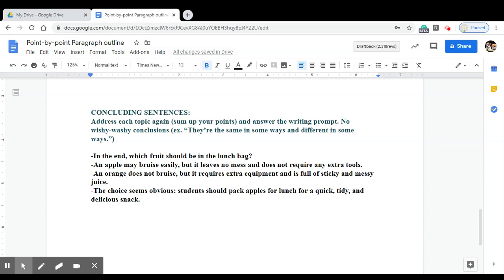What I'd like you to do now, please, is go into your desert island outline and do your concluding sentences. Then I would like you to submit the outline in Google Classroom so I can have a look at it and make sure that you are on the right track, because next week we're going to write the rough copy. Good luck, you guys.